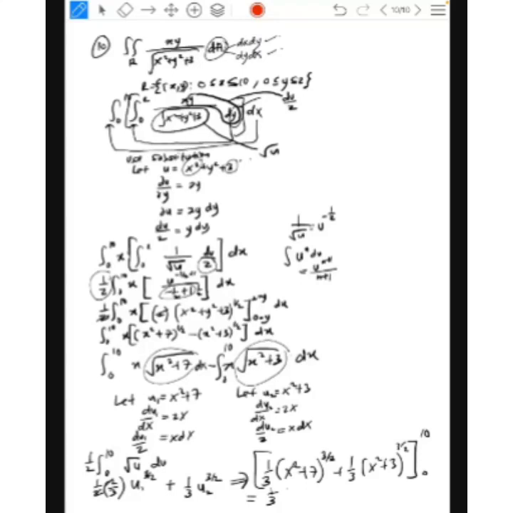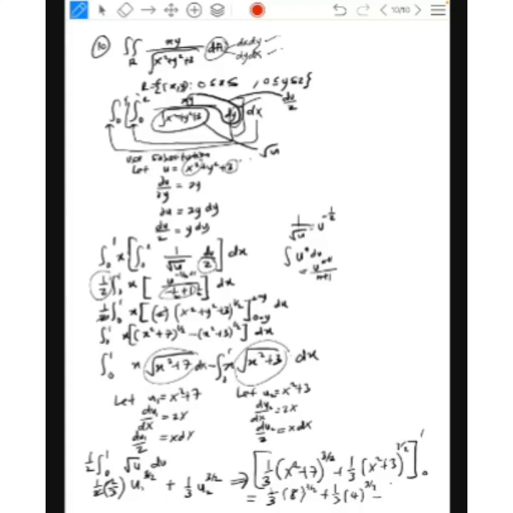Is it 10? Oh, x is from 0 to 1, not 0 to 10. So sorry, I misread the question. So it should be 1 plus 7, that is 8, plus 3, that is 4.